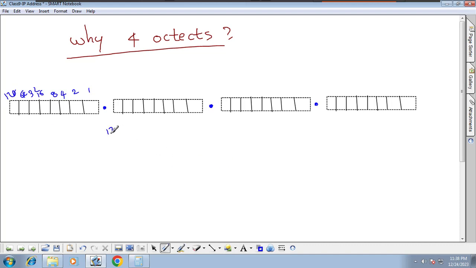1, 2, 4, 8, 16, 32, 64, 128. You understand, no? 128, 64, 32, 16, 8, 4, 2, 1. In the same way, all bits will have these values.